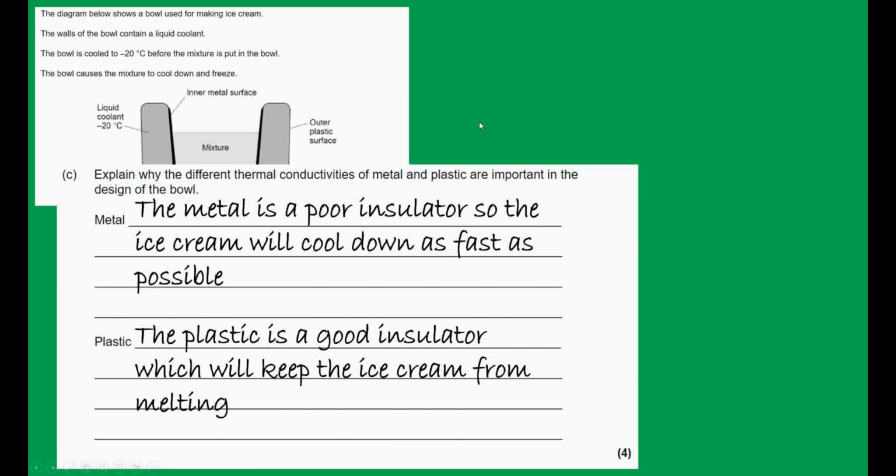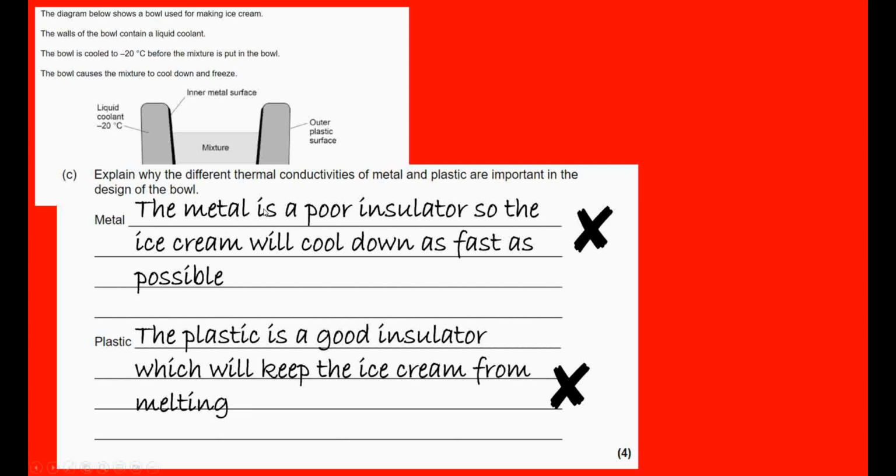Okay, moving on. Okay, so in this case, the metal is a poor insulator. That's true. Okay, it's a good conductor of heat. Okay, it's a poor insulator, but this is asking about thermal conductivities. So the examiner doesn't care if you know that it's a good insulator or not. Use the idea of thermal conductivity in your answer. The same with plastic. Okay, otherwise you won't get the mark.